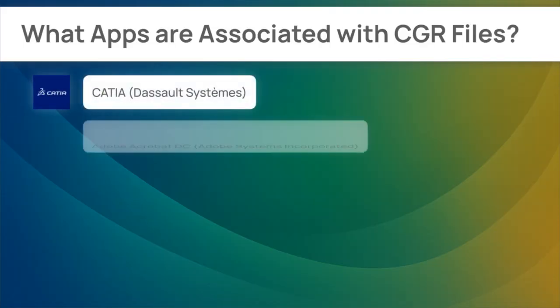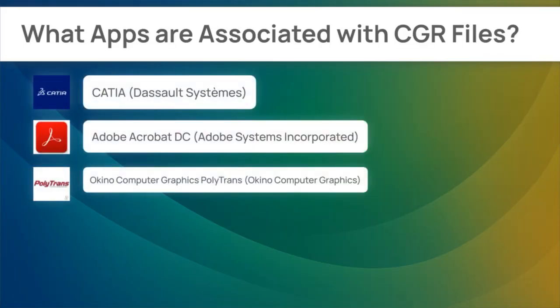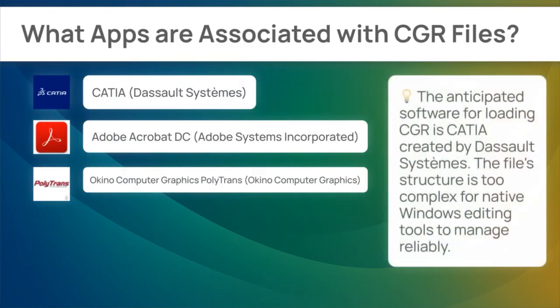The common standard viewer for CGR is typically CATIA from Dassault Systèmes. The file's proprietary wrapper demands a specific decryption tool, not generic software. Windows lacks full geometry parsing, so deeper review depends on engineering design tools.